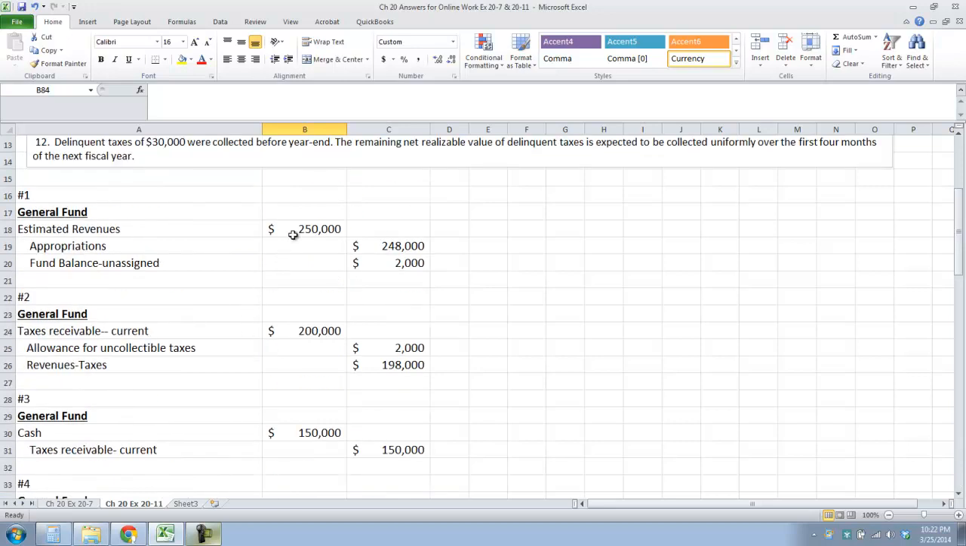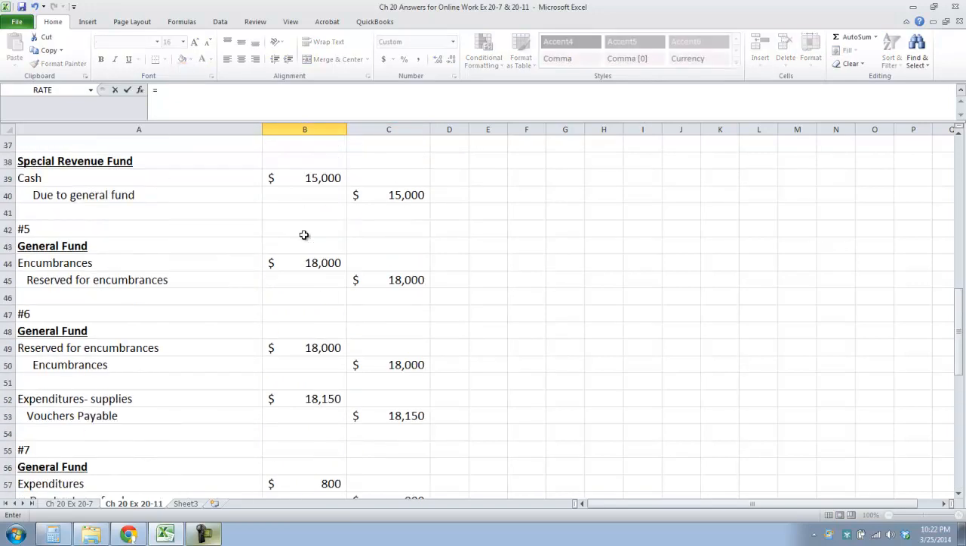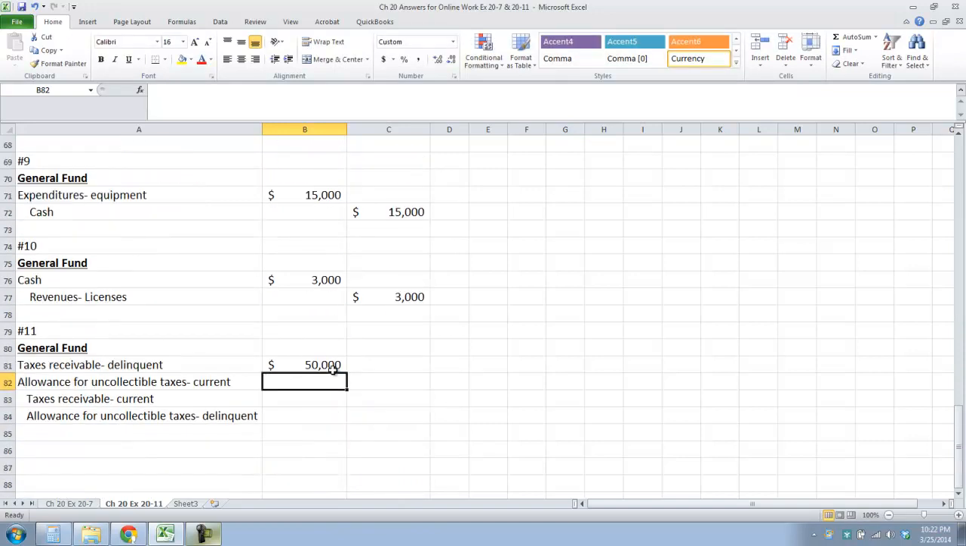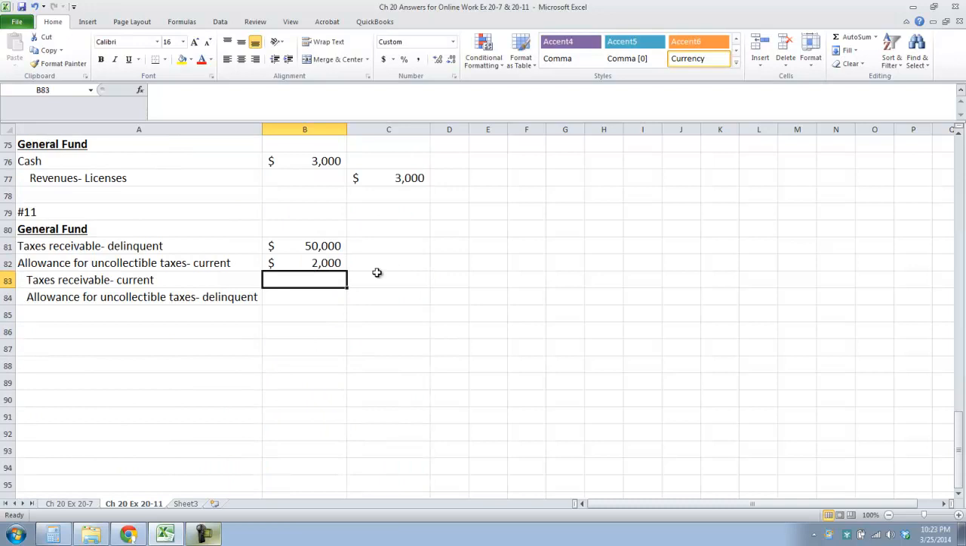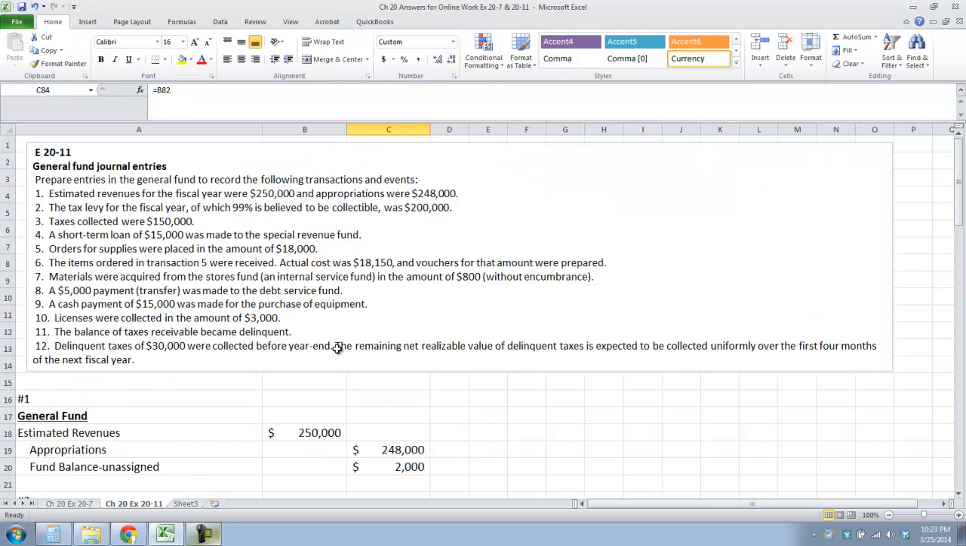So we had $200,000 in the tax receivable. We collected $150,000, and $2,000 is uncollectible. So our new amount that's delinquent is our $200,000 receivable originally minus the amount we already received, so $50,000. Our allowance is still going to be $2,000. And that is the journal entry to reclassify taxes as delinquent, to remove them from current to delinquent. And delinquent means we're not going to collect them in time to pay current resources from it.